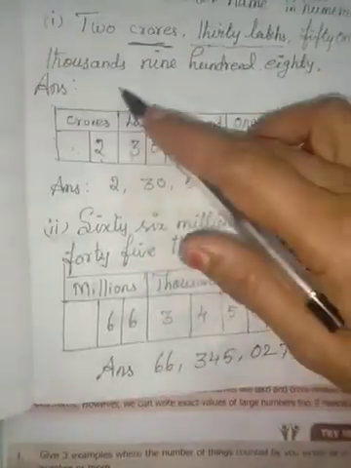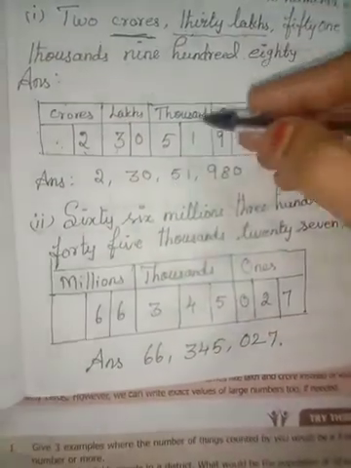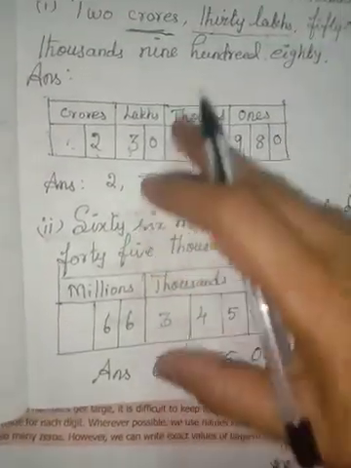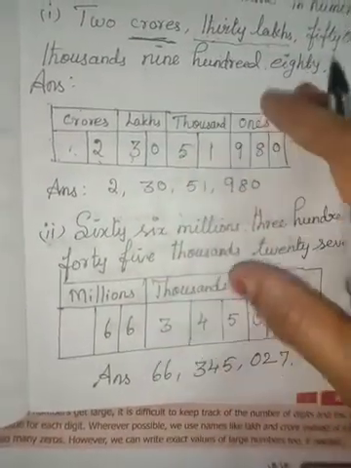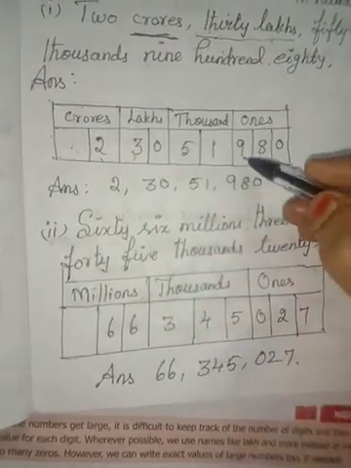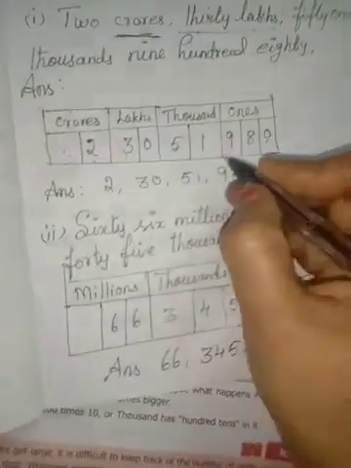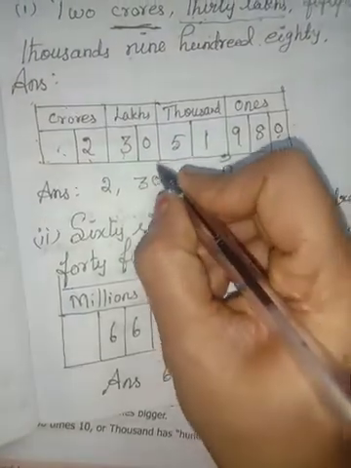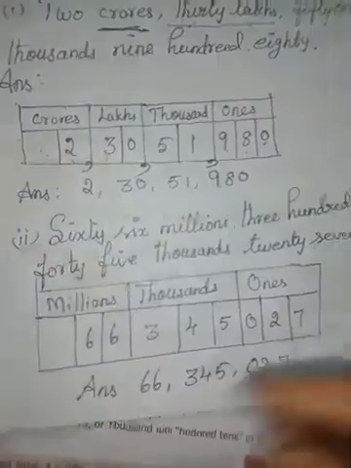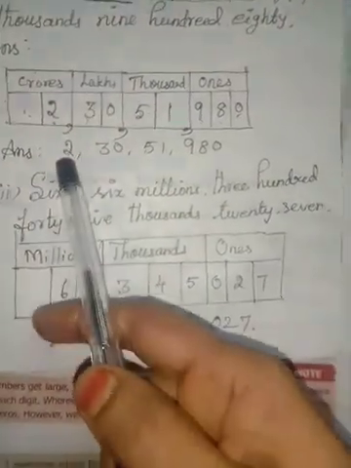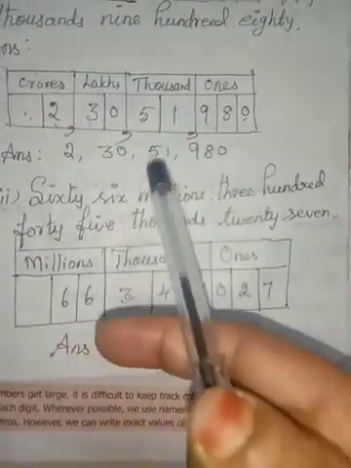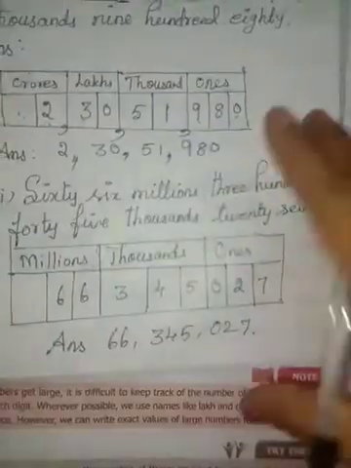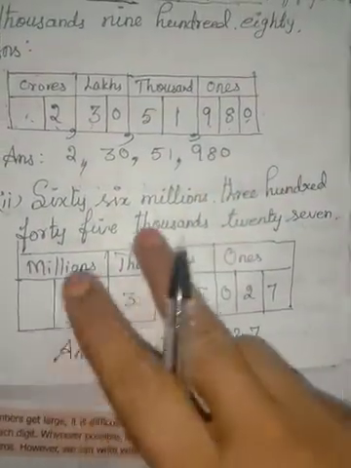Then 51,000. Thousands also having the ones digit and tens digits. So we can write 51 in 1000. So the final one as usual 980. Then we can put the commas after respective groups. We can write the numerals 2 crores 30 lakhs 51,980.